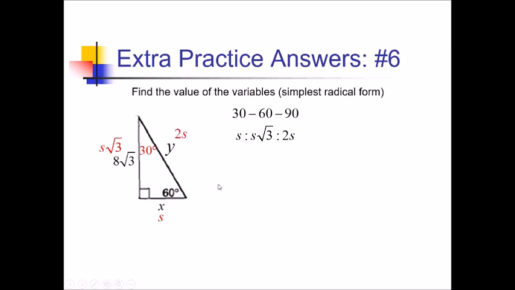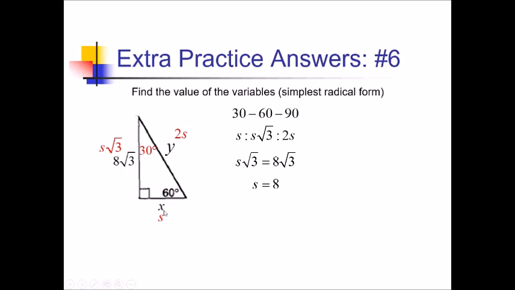All right, now taking a look at what they gave me for information, the only known value is this 8 radical 3, and that goes with the s radical 3 side. So I can write s radical 3 equals 8 radical 3. Solving for s, if I just divide both sides by radical 3, I get s equals 8. And now I can use that to figure out the values of x and y.